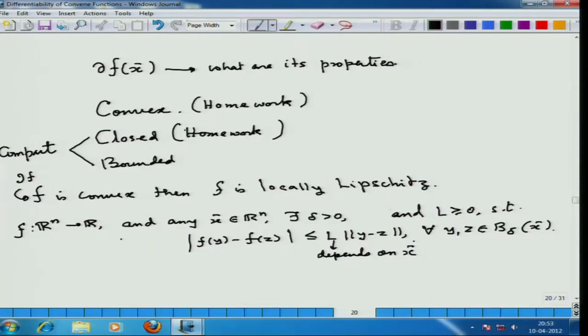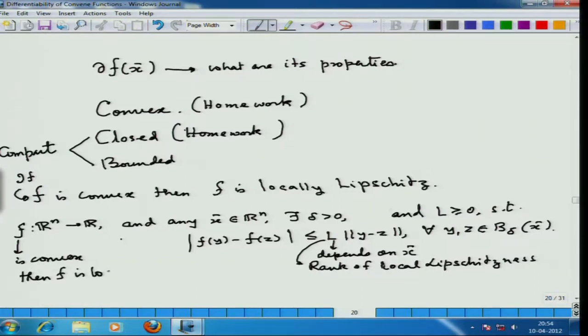If you choose a different x bar, then this L will change. This is called the rank of local Lipschitzness, or local Lipschitzian rank, whatever you want to call it. So, this constant will change if you change your x bar, but if this constant does not change once you change your x bar, then such a function is called globally Lipschitz. So, any convex function, if f is convex, then f is locally Lipschitz. Any convex function will satisfy this property.